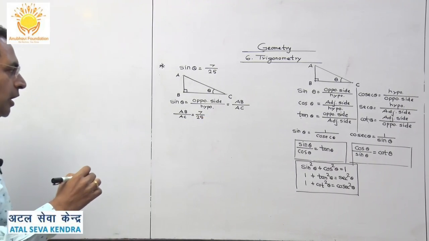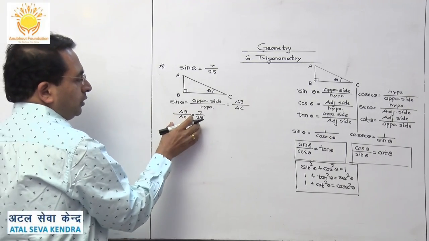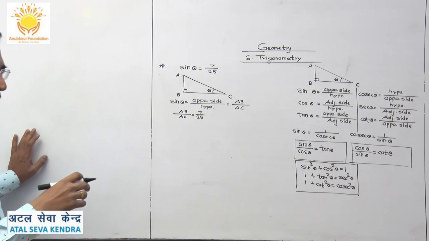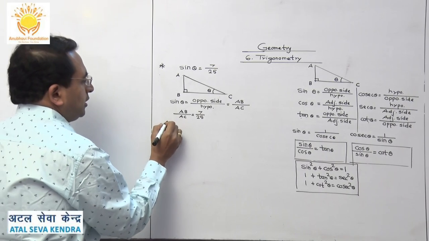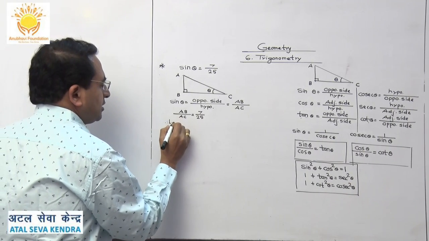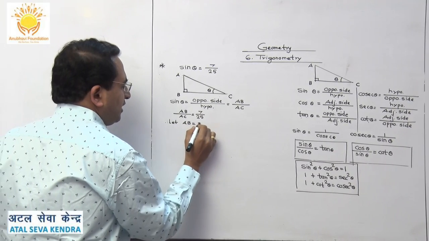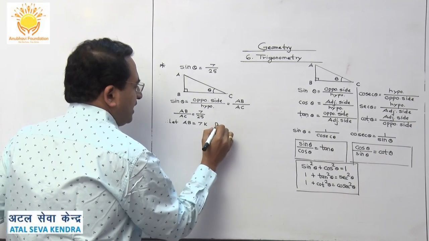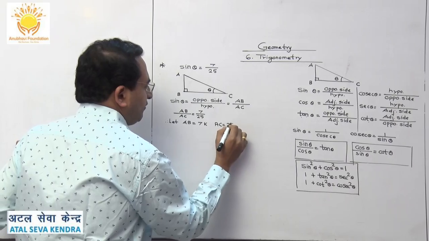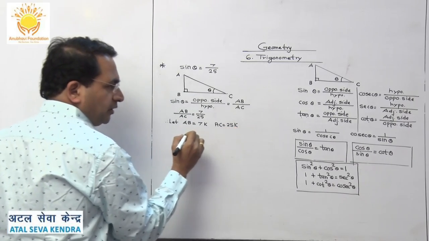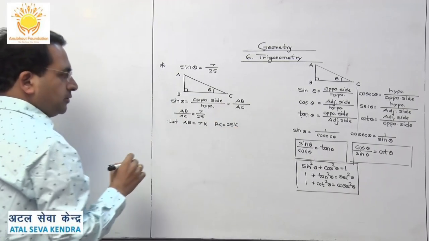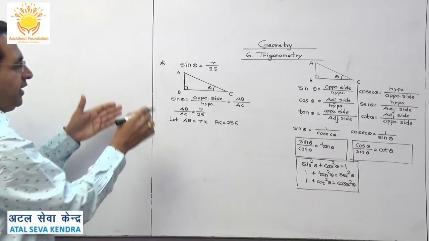Correct? Now this is a ratio. Now as you know that you come across values like this, let AB is equal to 7K and AC is equal to 25K. The values are clear from this. I will write it here.